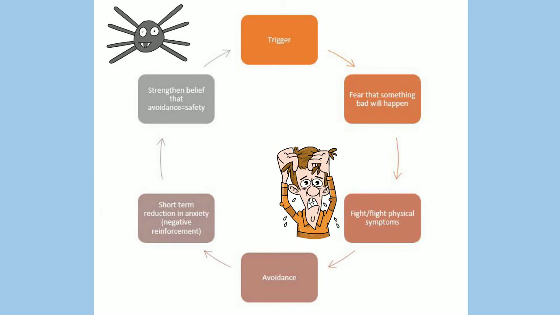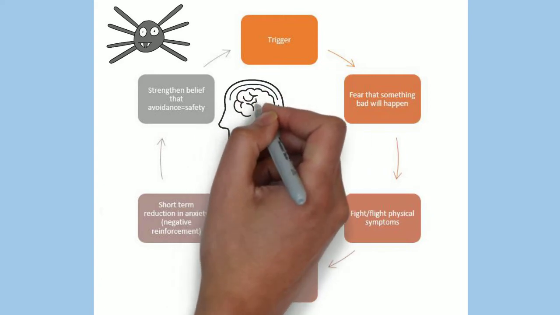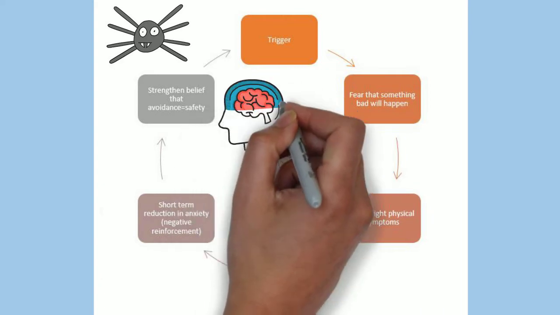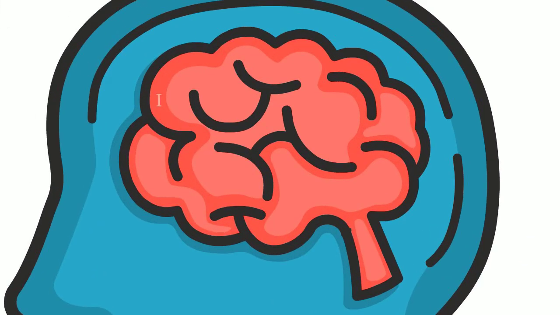Now, this is when we get to the important part. This is the crux of what is keeping the anxiety going. The problem with avoidance is that although it may feel nice in the short term, in the long term it's keeping our fear going. When we avoid something, what our brain is registering is that A, we avoided the situation or object, and B, we are safe.